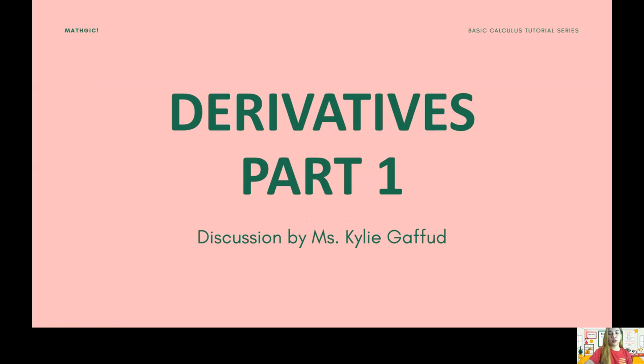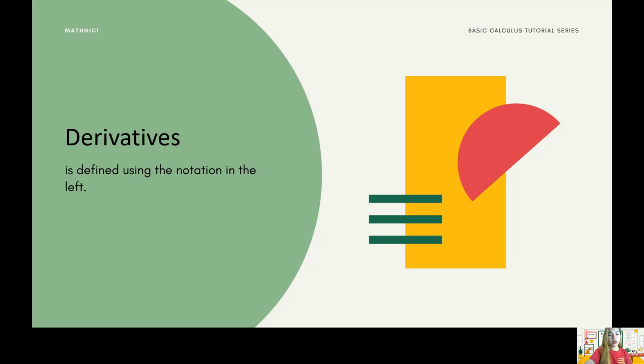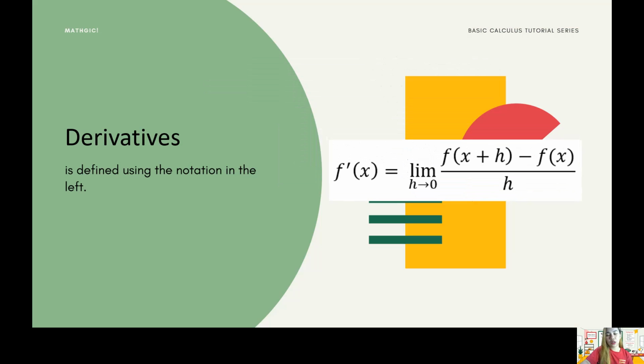Now, let's move on to derivatives part 1. We have here the derivatives, which is defined using the notation on the left. This notation is read as f prime of x. F prime of x is equal to the limit of f of x plus h minus f of x all over h as h approaches 0.